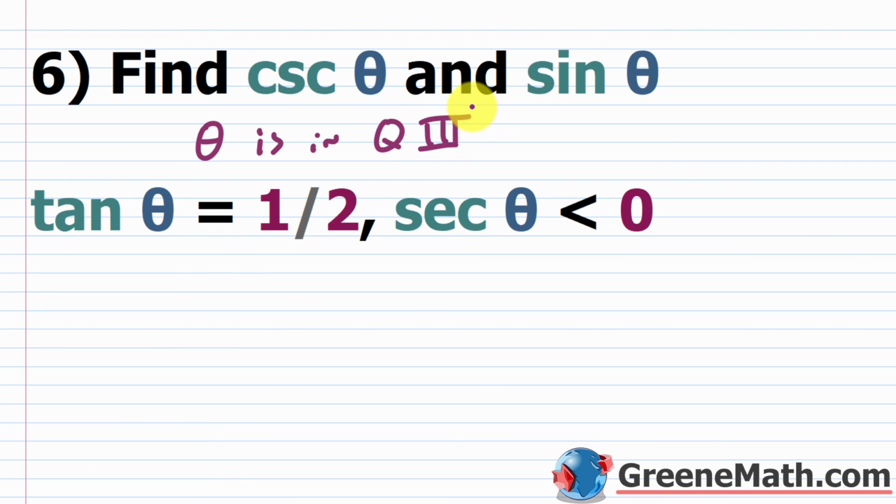So the x values are negative and the y values are also negative. What we're trying to find here is the cosecant of theta and the sine of theta. Now those guys are reciprocals, so I only need to find one. So I'm given the tangent of theta is 1/2.